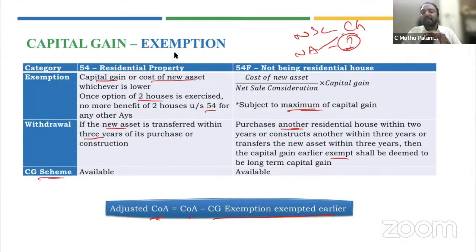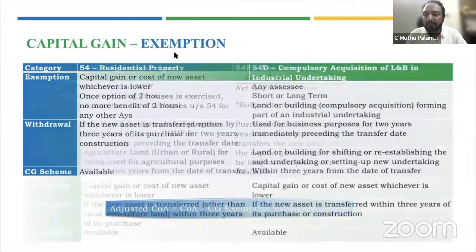What is the capital gain scheme? If I'm not able to buy any house by the due date of return filing, I have to buy it within that due date. If I'm not able to buy it, I invest that money into the capital gain scheme, because I still have time of plus 2 years or plus 3 years. So when I'm not able to buy it, I'll invest it into another house.